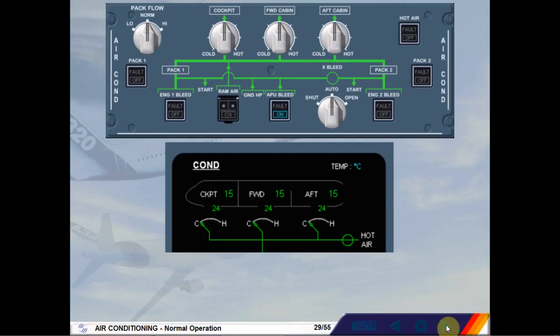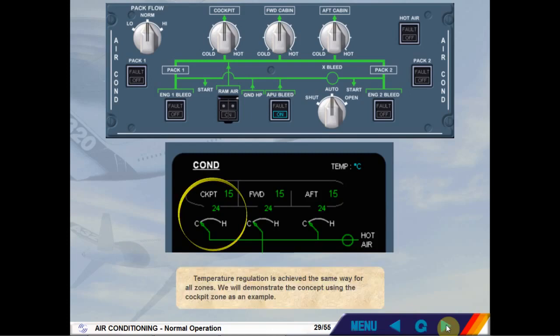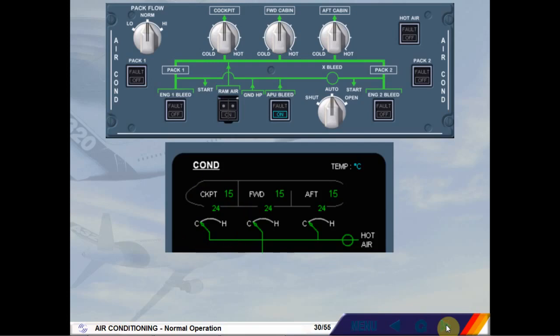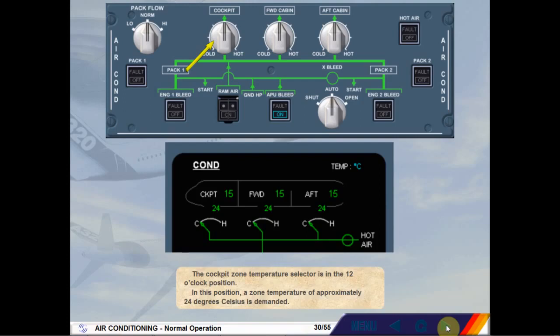Temperature regulation is achieved the same way for all zones. We will demonstrate the concept using the cockpit zone as an example. The cockpit zone temperature selector is in the 12 o'clock position. In this position, a zone temperature of approximately 24 degrees Celsius is demanded.